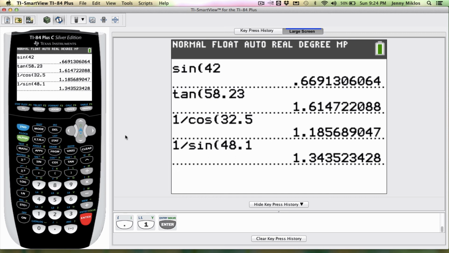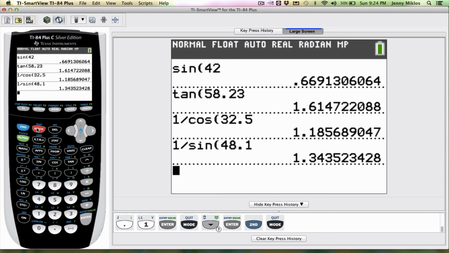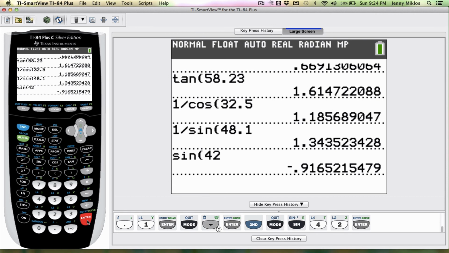If we look at number 5, it looks kind of strange because it looks like number 1, but it doesn't have a degree symbol. So that's telling me it's in radians, so I'm going to go into my mode, and I'm going to change back into radians. Then press second quit to get out of that. So I'm going to press sine of 42. And notice it gives me a negative value. Okay, it's telling me that the ratio is negative 0.9165.